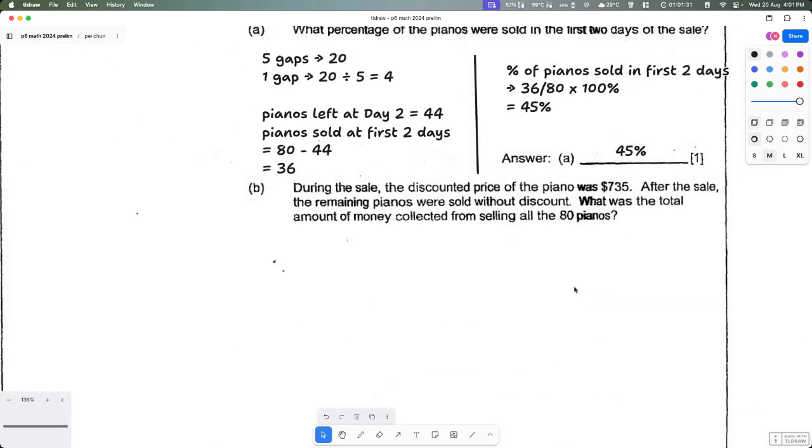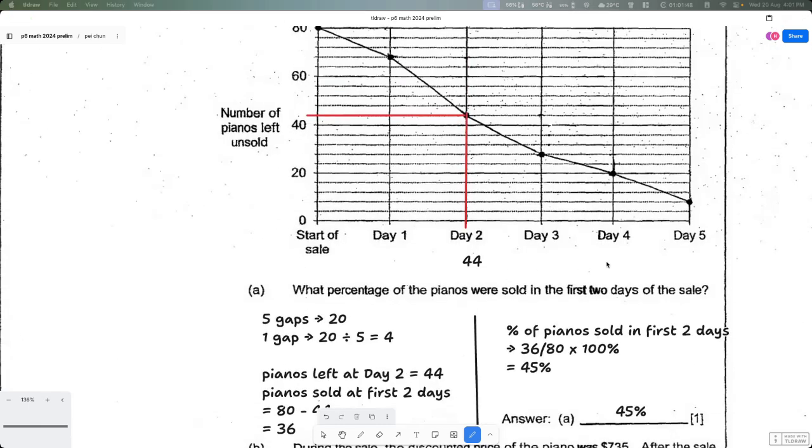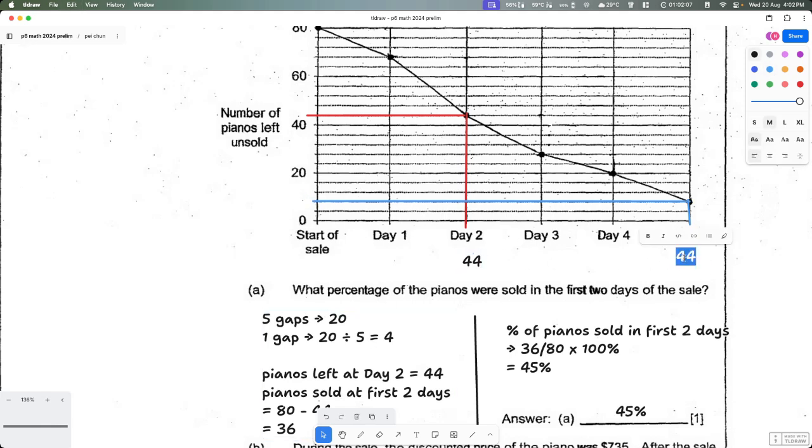Part B. During the sale, the discounted price of a piano was $735. After the sale, the remaining pianos were sold without discount. What was the total amount of money collected from selling all the 80 pianos? So if you were to go to day 5 over here, let me make this another color, light blue. So how many are we left with? 2 gaps will be 8. So this will be 8.